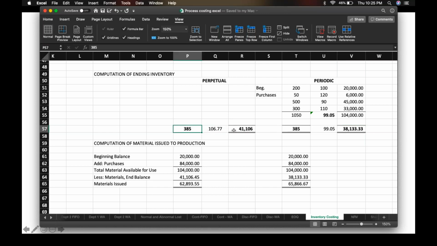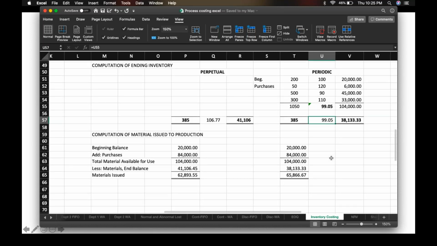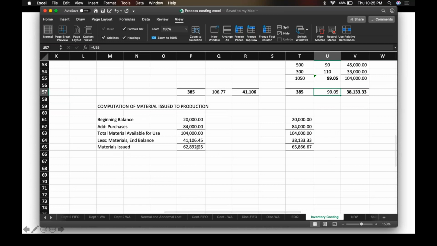But of course, in terms of number of units, parehas. Kaya lang yung unit cost magkaiba kasi walang stock cards yung periodic. He computed it based on total. Okay, so since magkaiba na rin yung kanyang cost of materials issued.